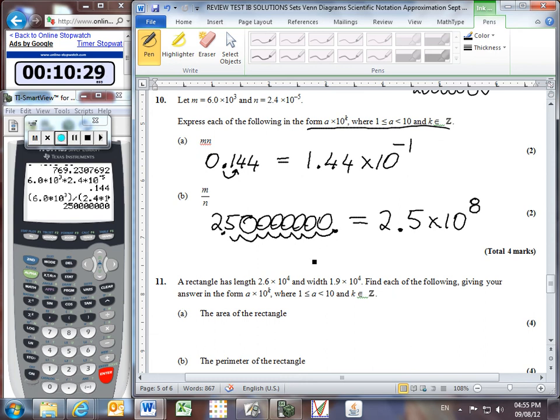So we'll just check our solutions here. We're expecting 1.44 times 10 to the negative 1 and 2.5 times 10 to the power of 8.